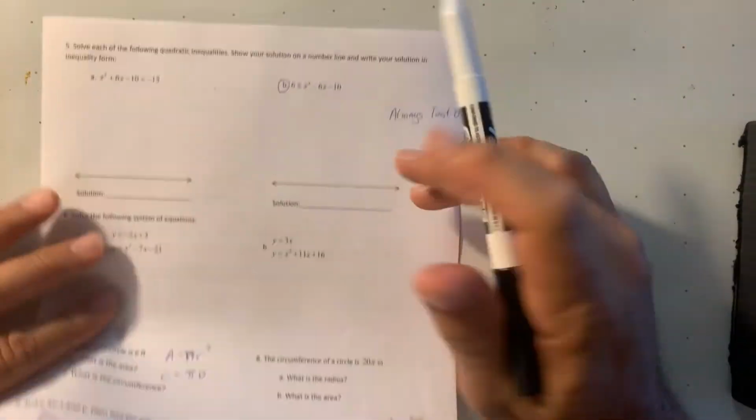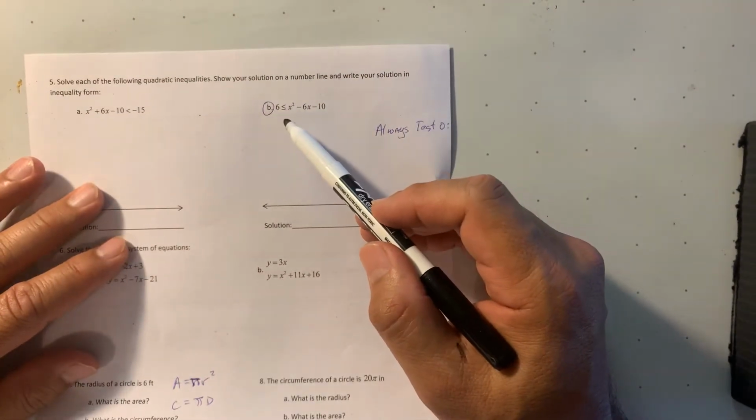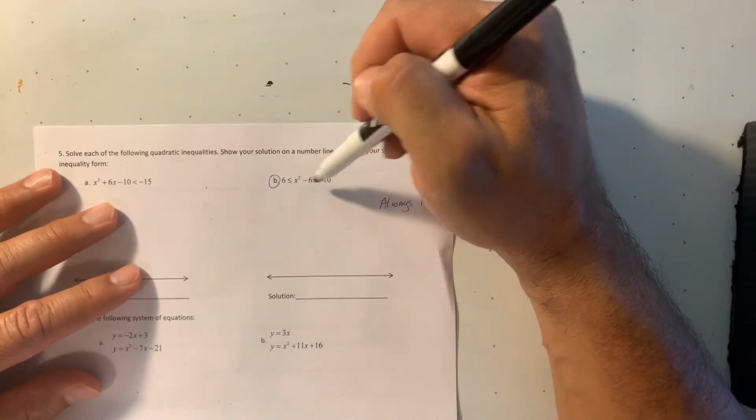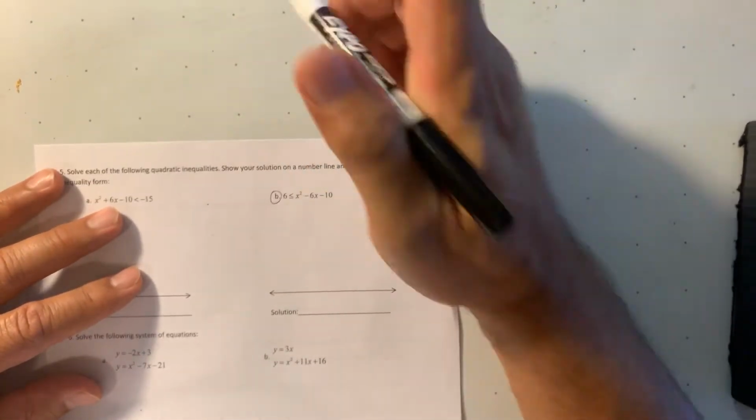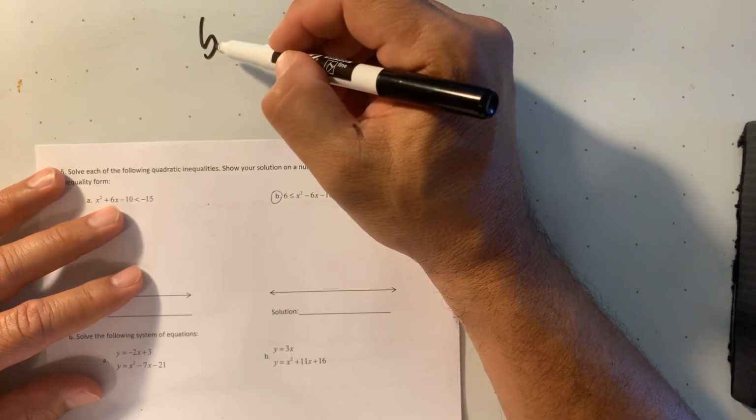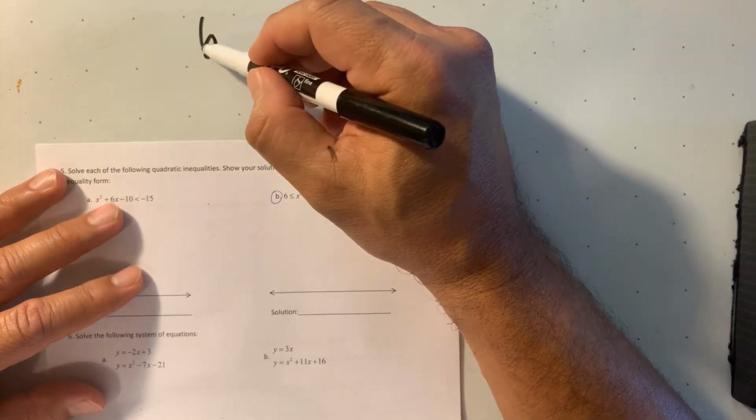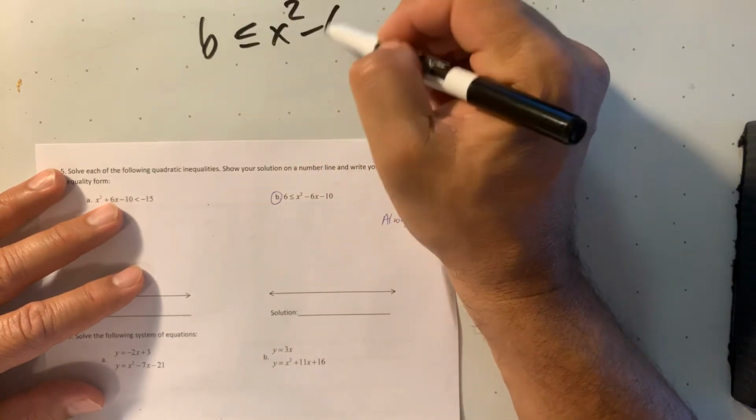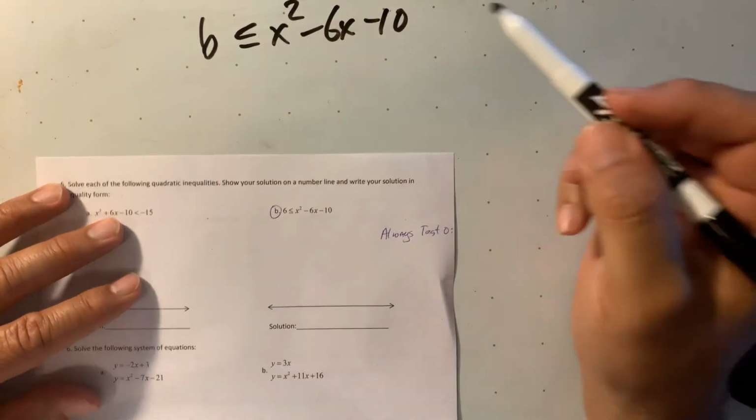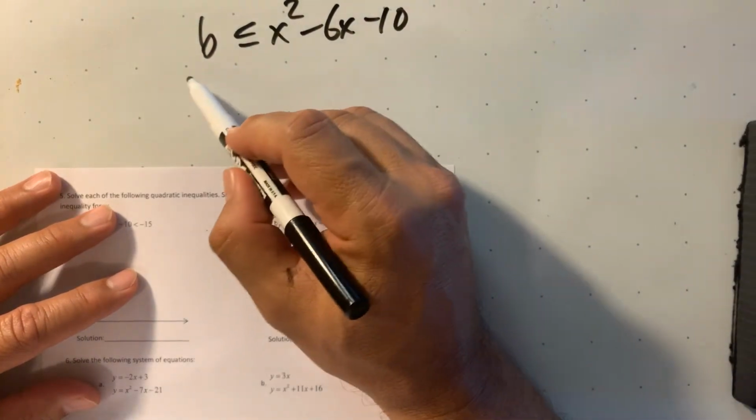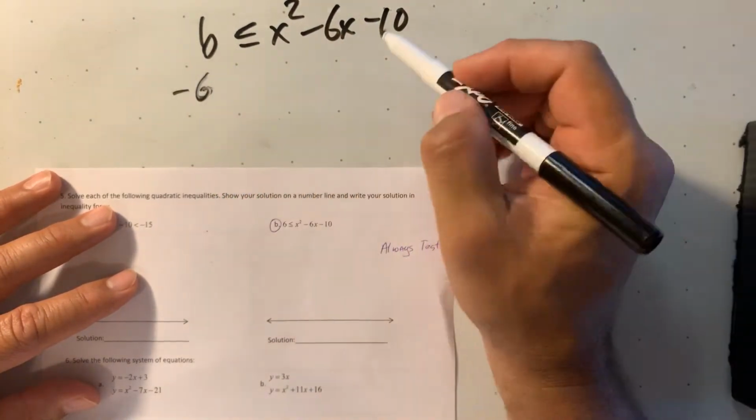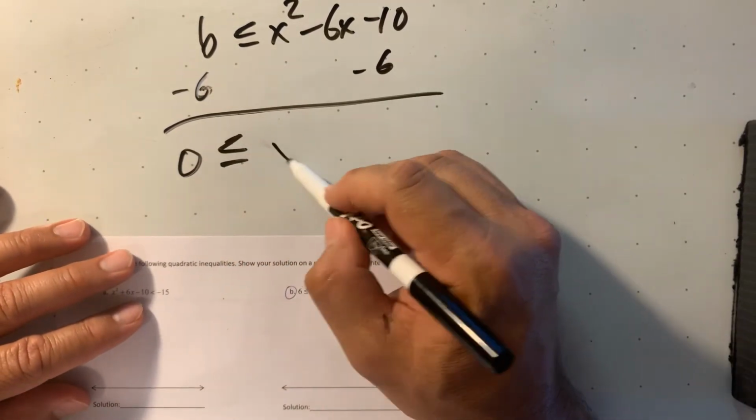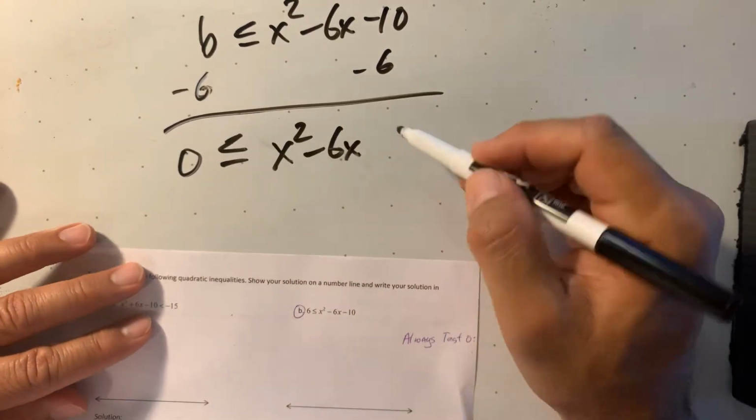So these are a little different. They're inequalities, but they're quadratic inequalities. So you're going to have to factor one side. So I'm going to do b with you. We've got 6 is less than or equal to x squared minus 6x minus 10. So the first thing I'm going to do is set everything equal to 0. So I'll subtract 6 from both sides. So I'll get 0 is less than or equal to x squared minus 6x minus 16.